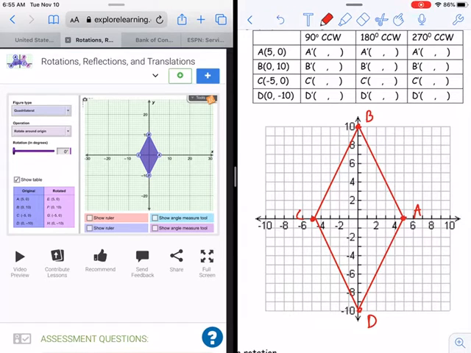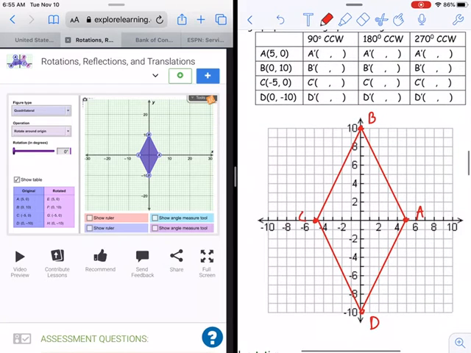Cool. All right. Now, again, let's just, oh, excuse me, sorry about that. So excited to do this rotation, I sneezed. Let's do a 90 degrees counterclockwise rotation.